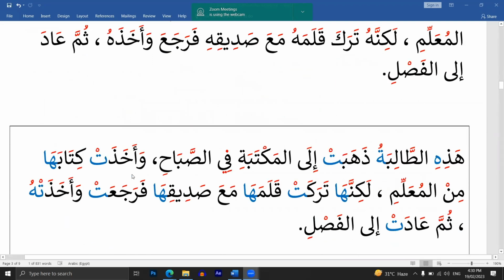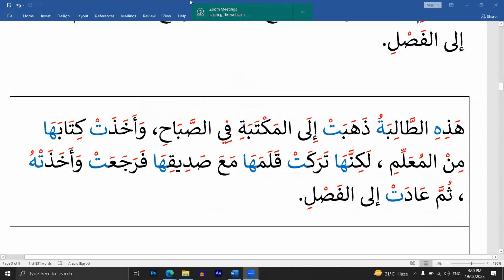I did it in blue color. First, the demonstrative noun هذا will be هذه. This is the first adjustment. هذه is for feminine singular. And then الطالب: in order to convert a masculine to feminine, we add تاء مربوطة. Not in all cases, but mostly with most nouns and adjectives that describe humans.